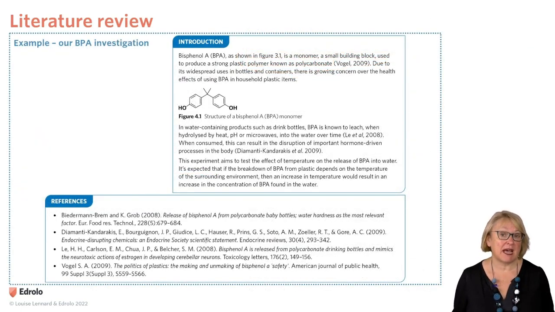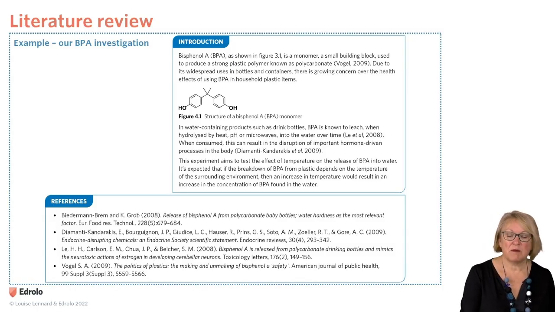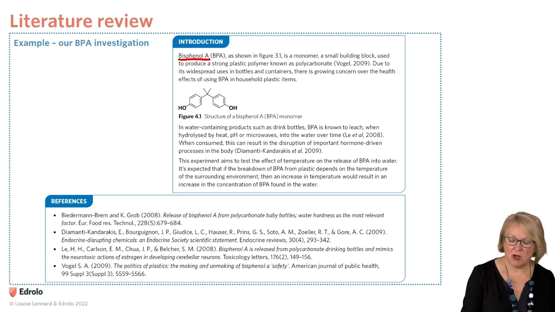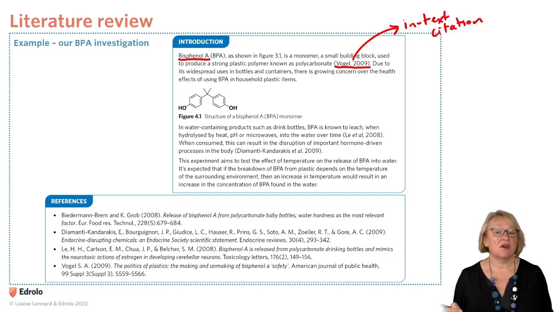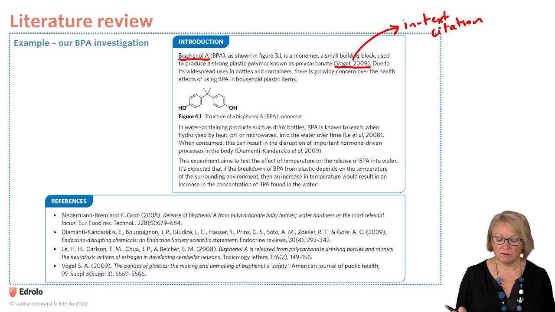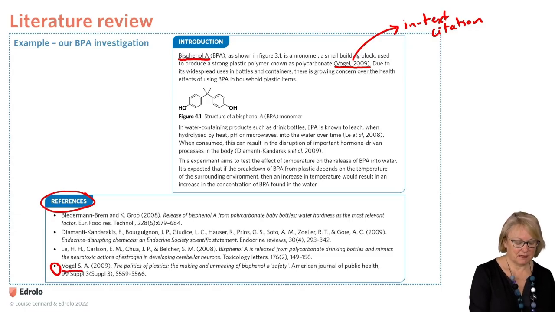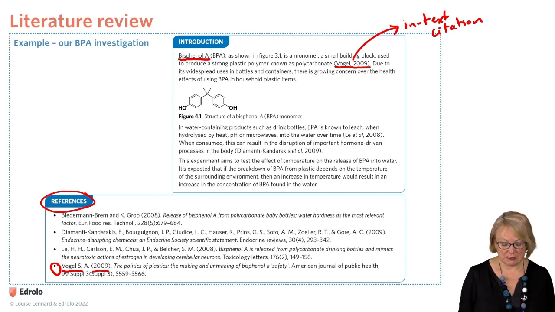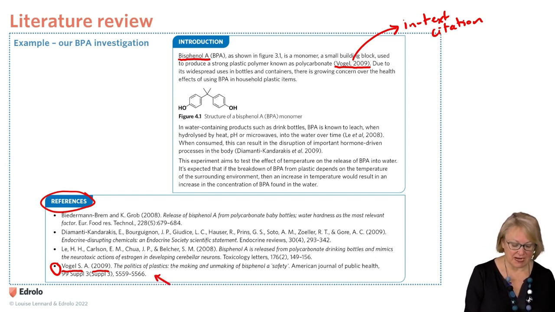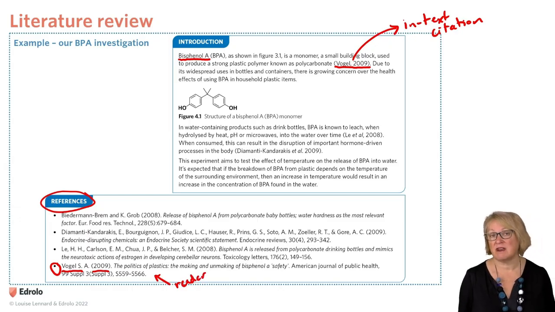So in our BPA investigation, we should refer to the literature. BPA stands for bisphenol A. It's a monomer, a small building block used to produce a strong plastic polymer known as polycarbonate. And here we have the author, the in-text citation, so that the reader knows that this information was written by Vogel, and Vogel is listed in the reference list. Vogel is the surname. 2009 was when Vogel wrote it. And then there's more information that enables the reader to get a copy of that and read it for themselves.